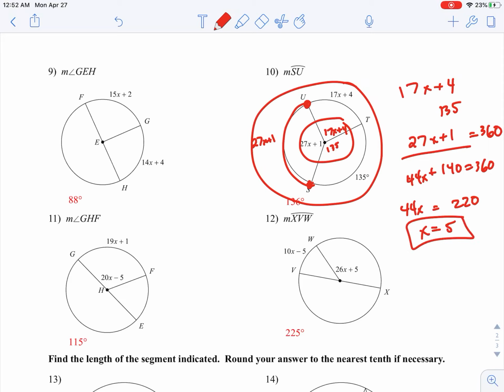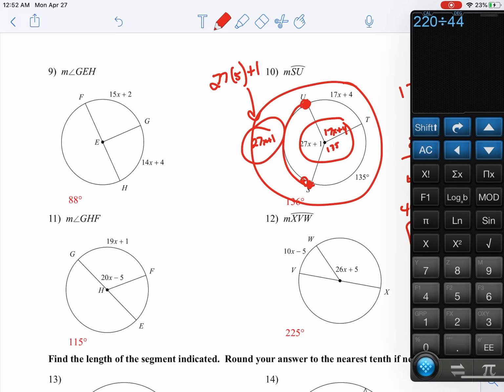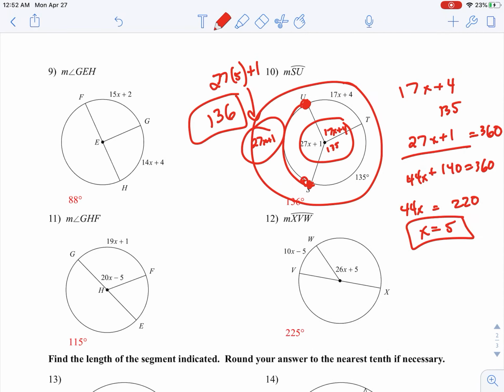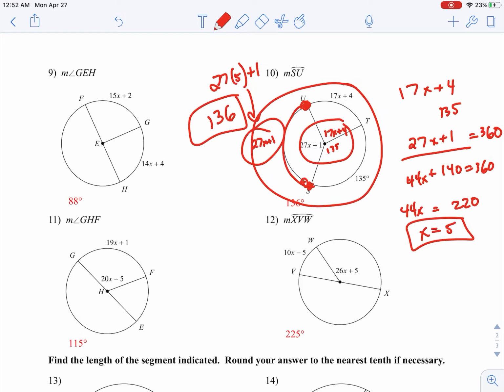That's great, but nobody cared. All right. They want to know what SU is. So SU is 27x plus 1. All right. So 27 times 5 plus 1. What I'm doing is I'm putting it in to 27x plus 1. So 27 times 5 plus 1. 136. Okay.